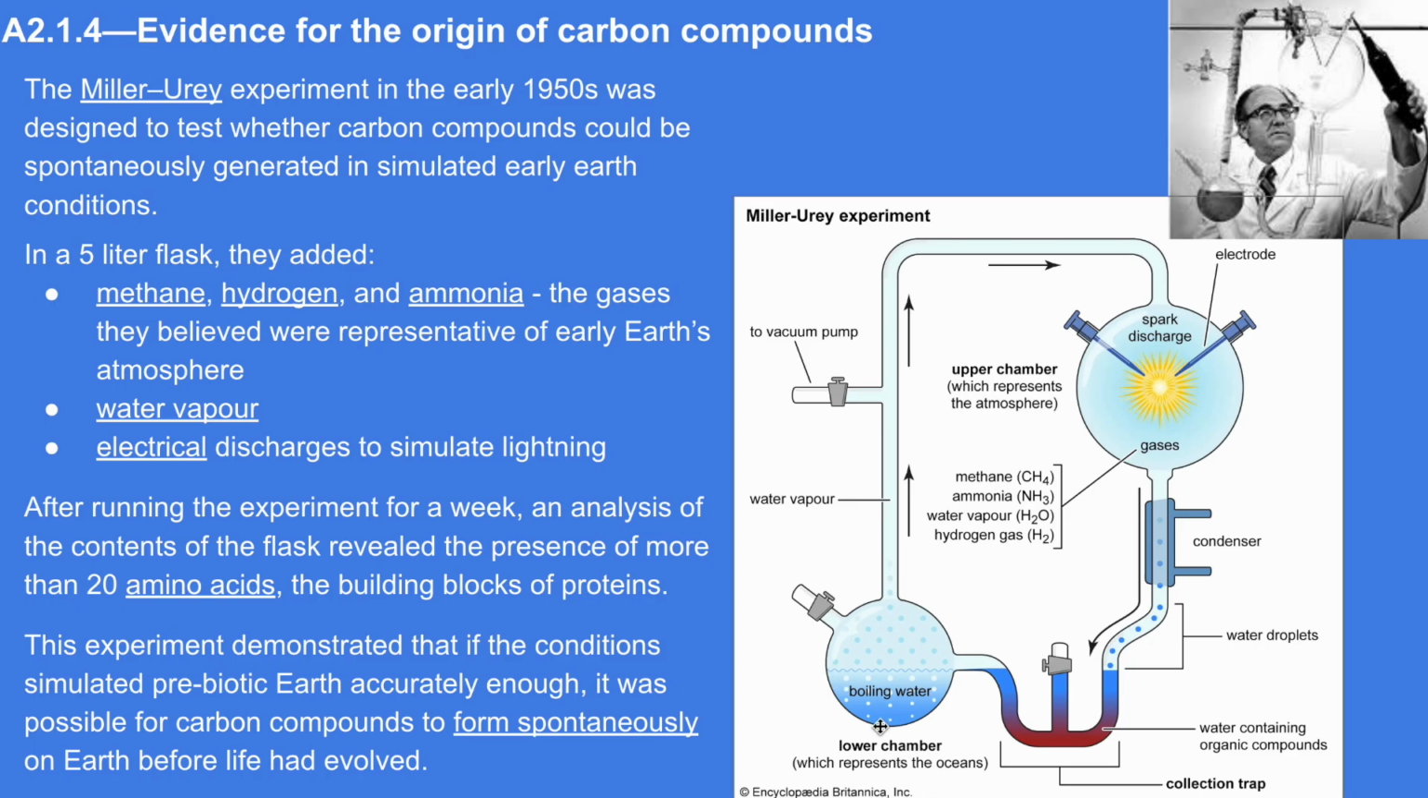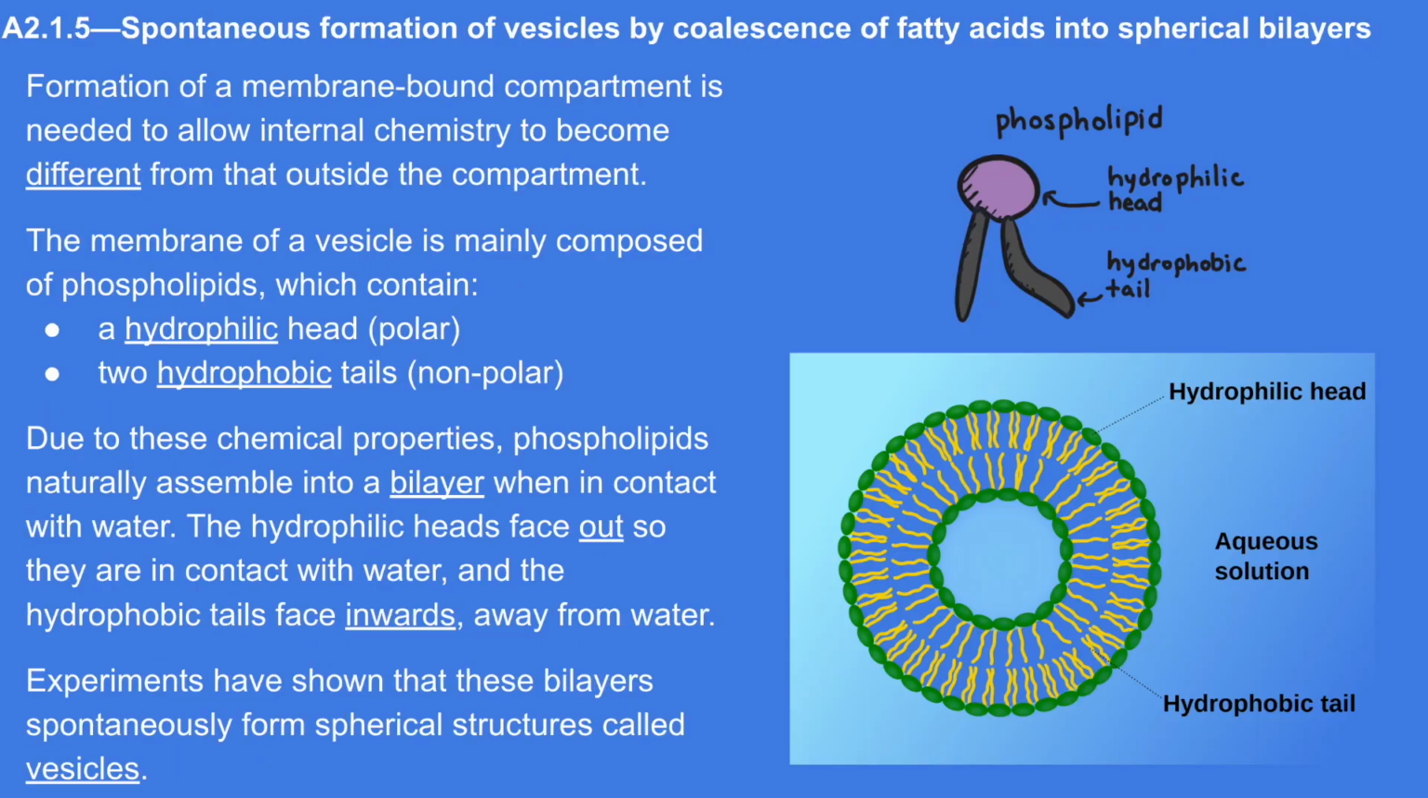have been. And amazingly, after running for a week, when they looked at what was in the flask, there were more than 20 amino acids that had spontaneously formed from these simpler molecules under these conditions, which demonstrates that if these conditions did in fact simulate prebiotic Earth accurately enough, it was possible for that first challenge to be overcome, for carbon compounds to form spontaneously before life evolved. Now, the second challenge, remember, was how can we separate a cell from its environment?